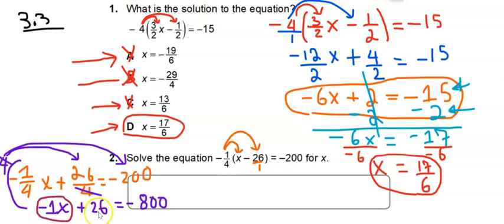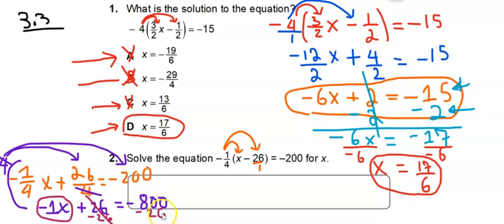Hold on. What do I do to 26? What do I do to the 26 if I want to get the negative 1x alone? I mean, it's at 26. So what's the invert of at 26? Subtract 26. Good job, William. Subtract 26. Boom. Subtract 26.